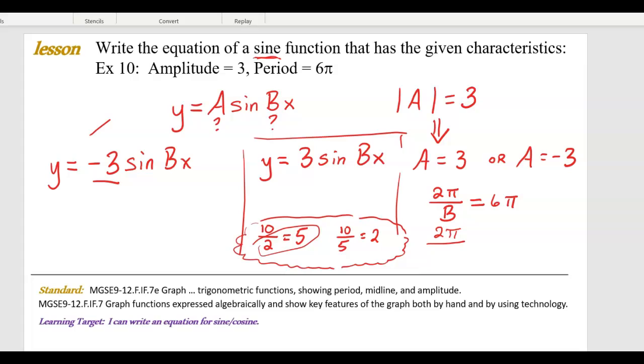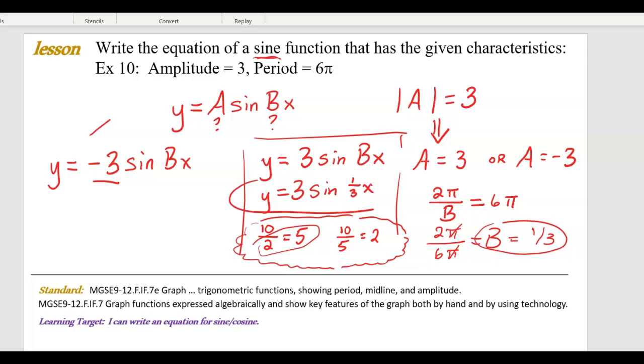So that becomes B in 6 pi, swap position. So I found B. Now I just need to simplify. Every time you swap, you just need to make sure you reduce carefully. My pi's divide out, and 2 over 6, of course, is 1/3. So B is 1/3. So now, to build my final answer, y equals 3 sine of 1/3 x.